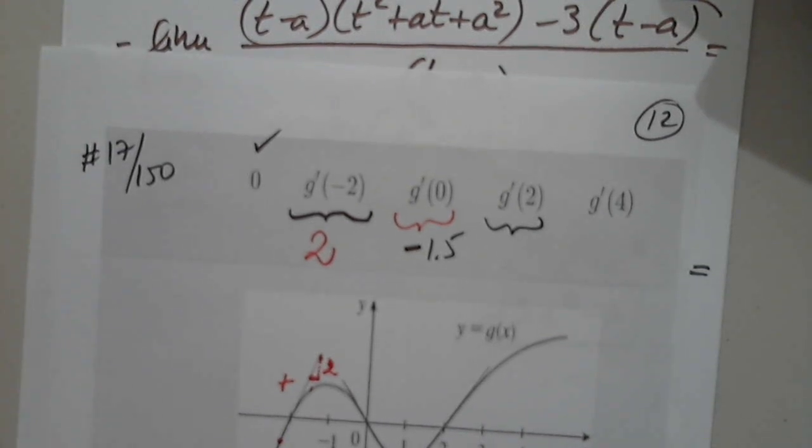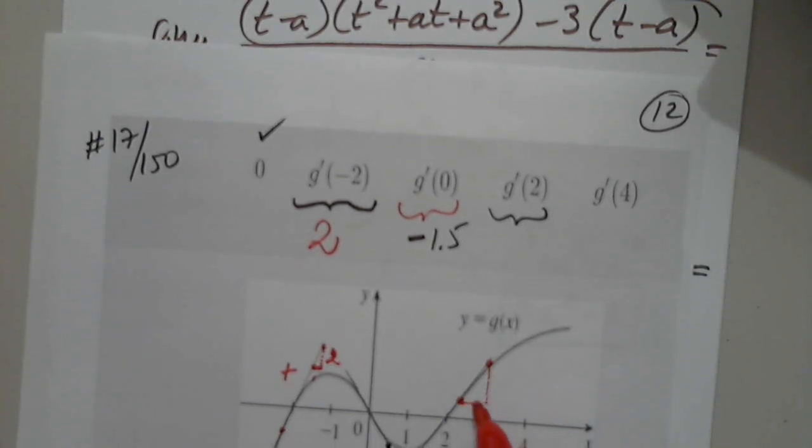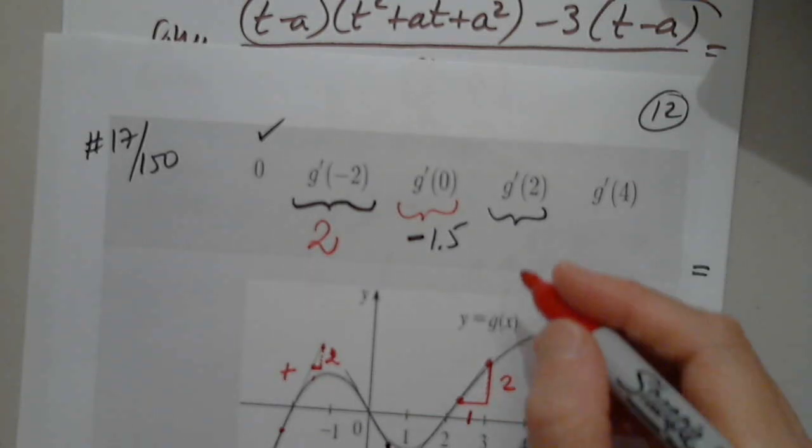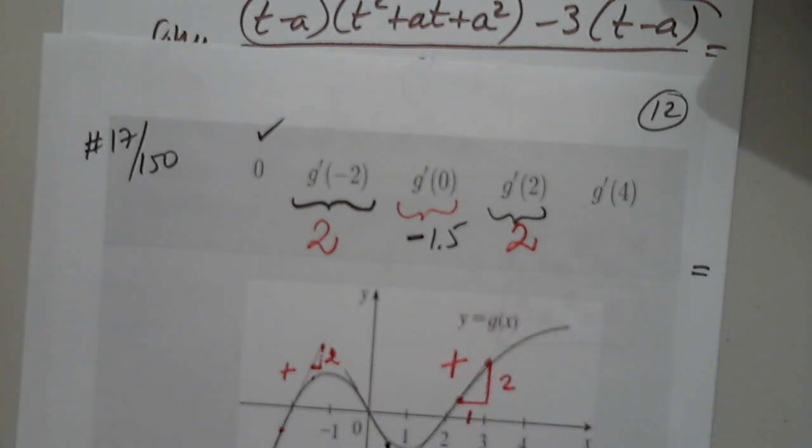The slope of the tangent line at 2. I'm going to choose 2 points anywhere you want. Difficult. Well, 1 and 2. I'm going to say 2. But it's positive because it's going that way.